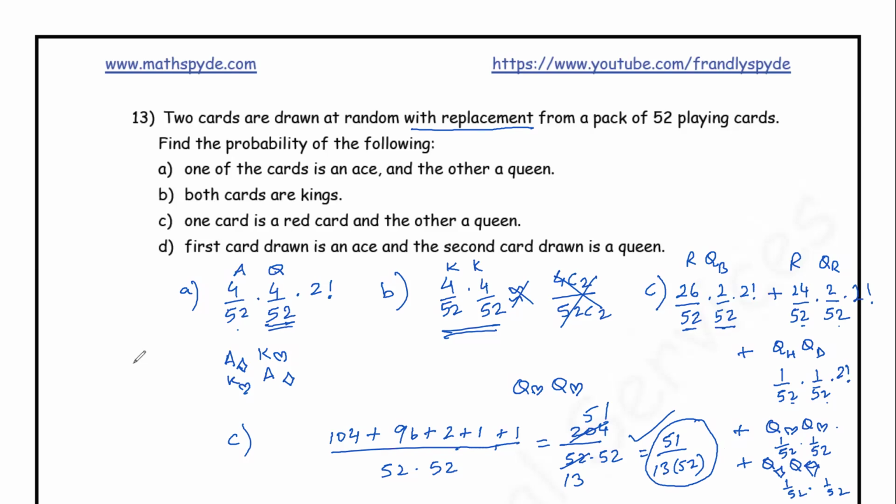And D, the first card drawn, so I'll just put it out here. D is: the first card drawn is an ace, and the second card drawn is a queen, with replacement. So ace and queen, and I won't be doing into 2 factorial. That's my answer.